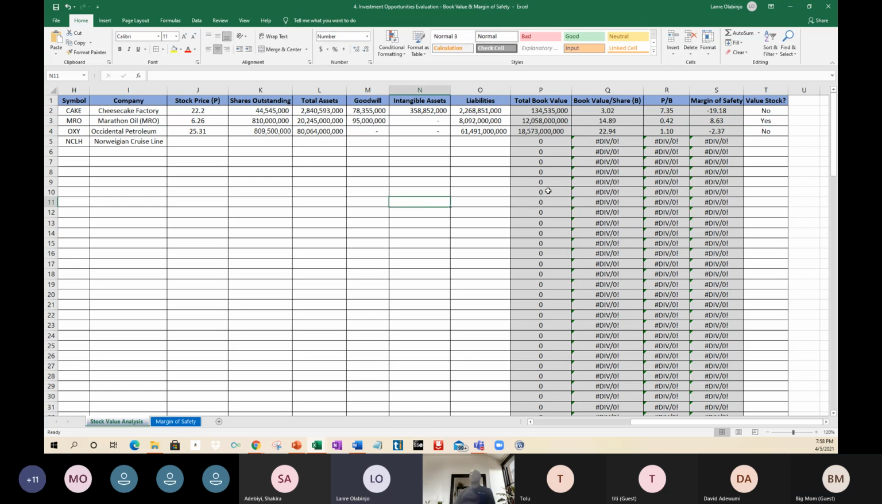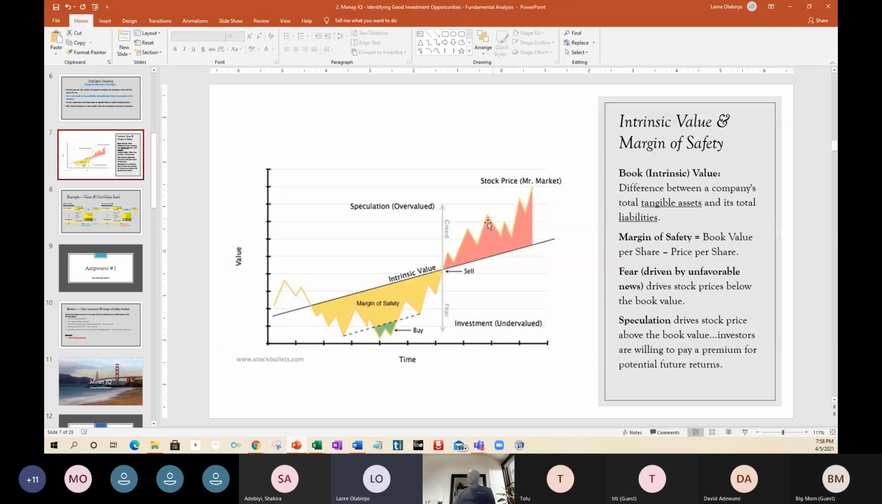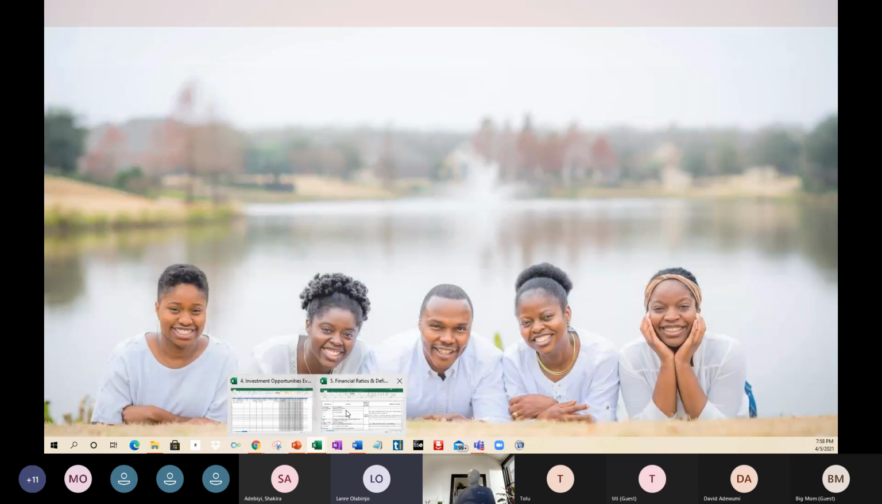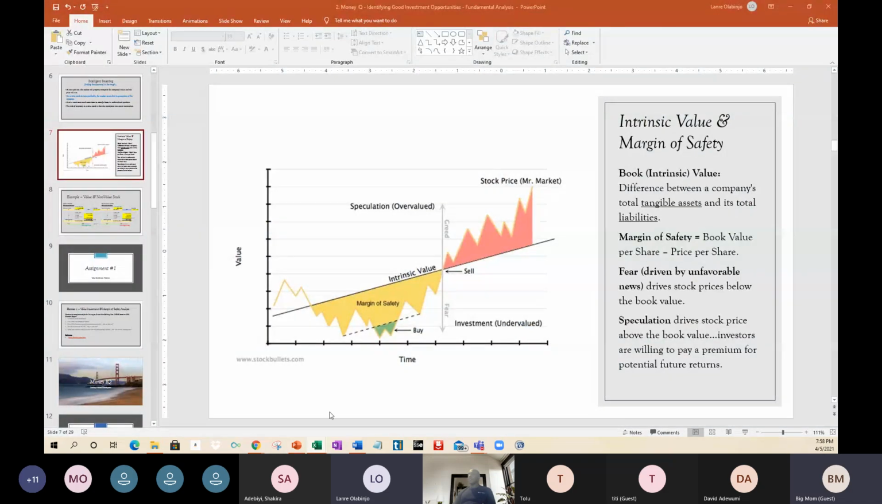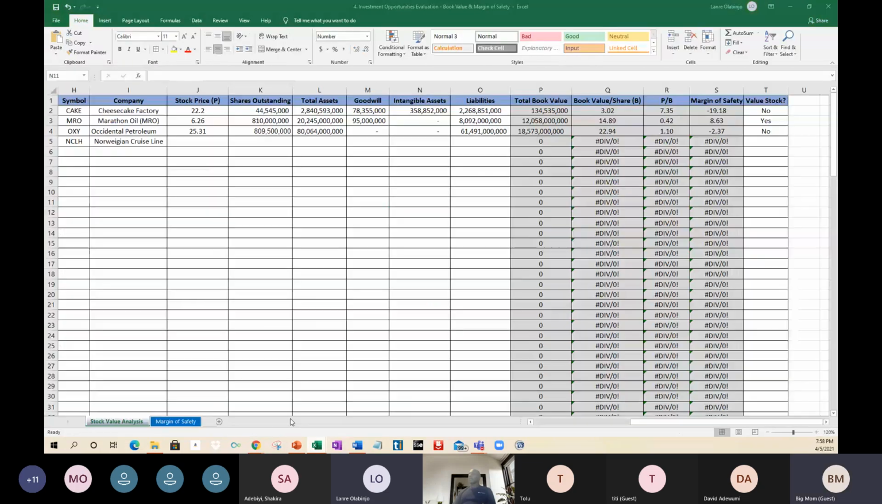Now, does that mean you shouldn't invest in Oxy? Not necessarily. But you need to know that you are not investing in it as a value investment. You are investing in it for other reasons. At this point, it's trading somewhere in this range above its intrinsic value. Not too far actually from its intrinsic value. It's trading at 25, whereas its intrinsic value is 23. Just about $2 above its intrinsic value.